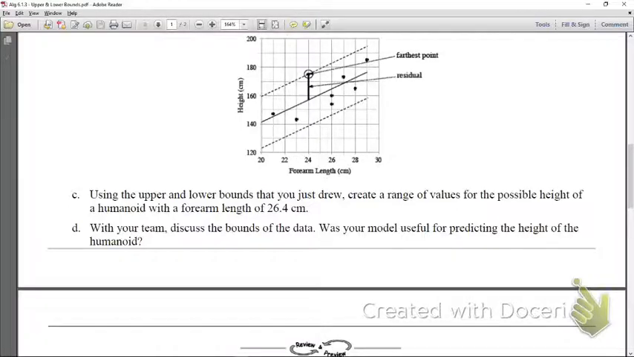So in other words, with your team, discuss the bounds of the data. Was your model useful for predicting the height of the humanoid, right? And you will have to support this. So use logic, use reasoning, use the numbers, use the facts, right? And make a statement and support your conclusion. That's it for me. Good luck.